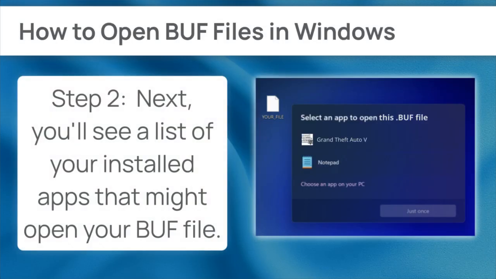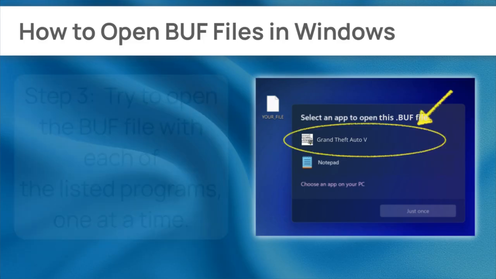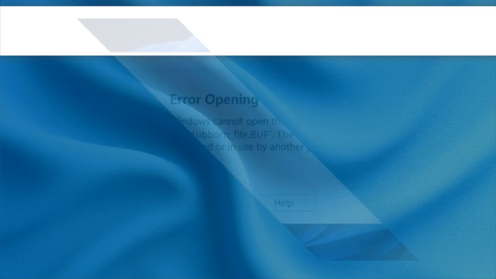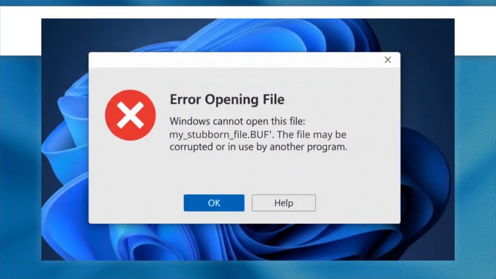Right-click the BUF file and select Open With. If Grand Theft Auto 5 is installed, use it. If not, choose another program. We must find the app that claims the file. If the BUF file hasn't opened yet, take a breath.